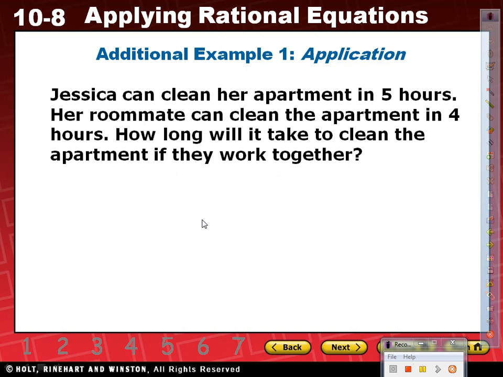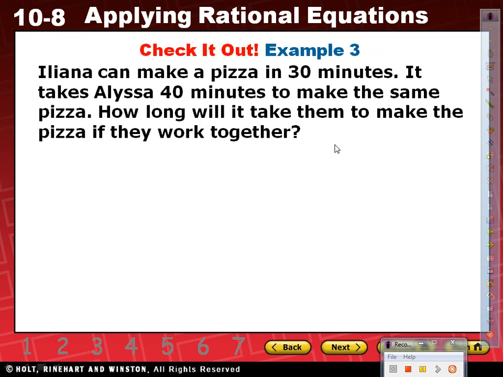Okay, all right. So, copy this one down so that we can get a little bit of practice on these again. Example 3, copy that. It says, Ileana can make a pizza in 30 minutes. It takes Alyssa 40 minutes to make the same pizza. How long will it take them to make the pizza if they work together? Go.